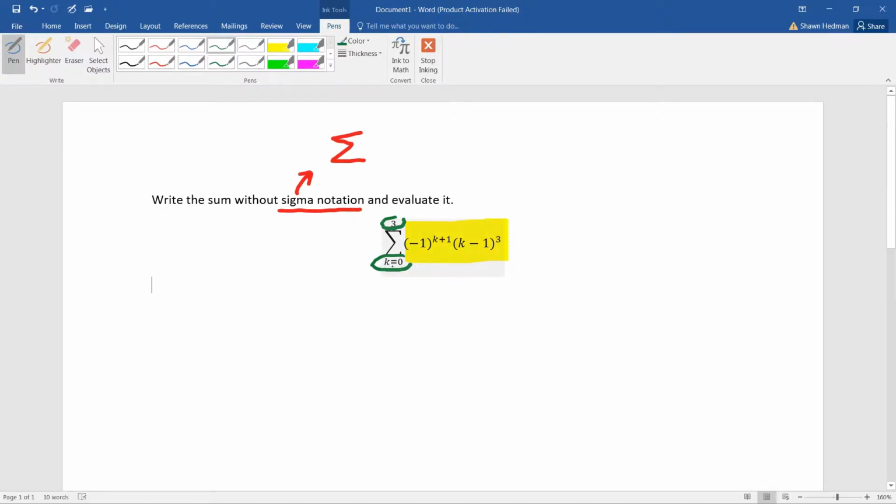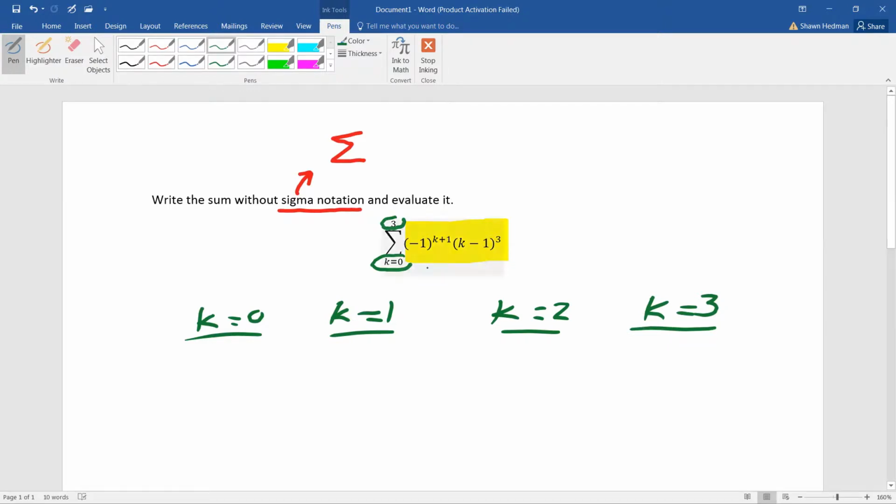So k is going from 0 to 3. When we add up this expression, k is going to have different values. It's going to start with 0, it's going to end with 3. And whenever you see this sigma notation, it's always understood that the variable increments by 1. So we're going to start with k equals 0, evaluate this expression in yellow, and then go to k equals 1, evaluate it again, k equals 2, k equals 3. So we're going to evaluate this 4 times in all. And then after we evaluate each one of these expressions, we're going to add up these 4 things afterwards to see what this equals.